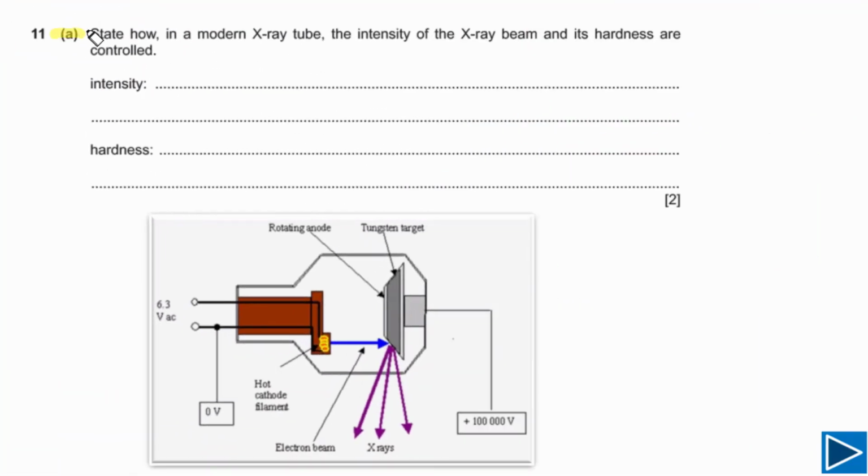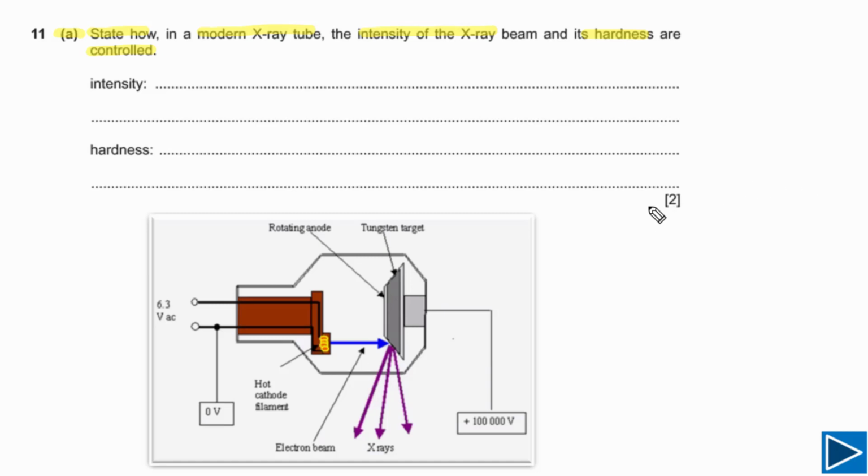For part A, we simply need to state how, in a modern X-ray tube, the intensity of the X-ray beam and its hardness are controlled. Control means how we can increase the hardness or decrease the hardness. That is also true for the intensity of X-rays, means how we can increase the intensity or decrease the intensity. This is what the question is asking us.